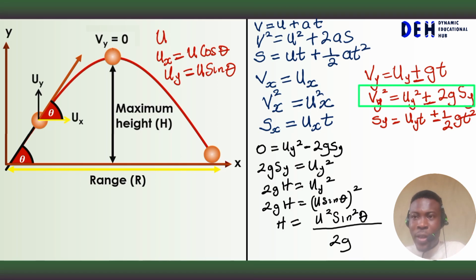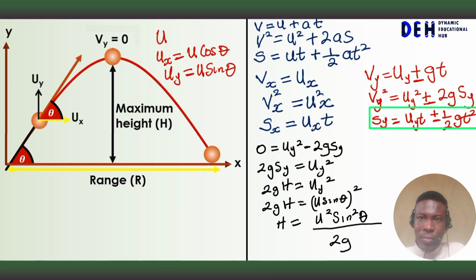Now you see the equation that we have used. What if we decide to use the other one? We decide to use S equals UT plus half AT square. If we use it, we are still going to get the same thing. We consider this as well.